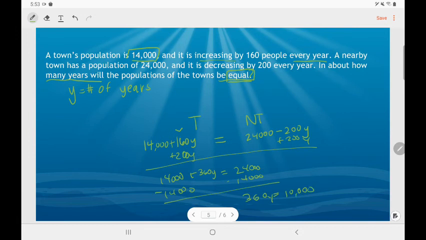And if I type that division problem in my calculator, 10,000 divided by 360 is equal to 27 years, 0.7 repeating. So to finish my answer, how many years did it take? 27.78 years, rounded to the hundredths place, for the populations to be equal.